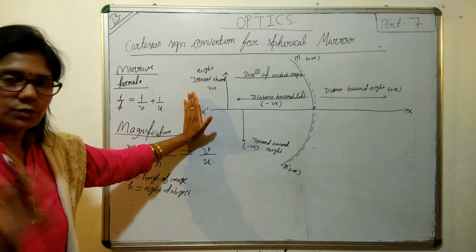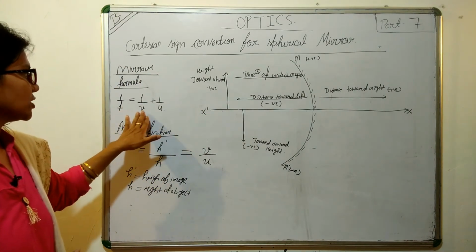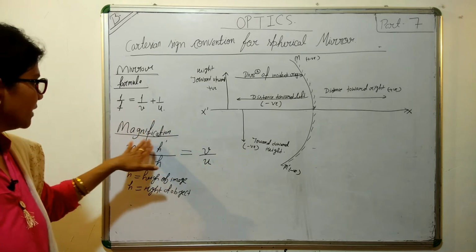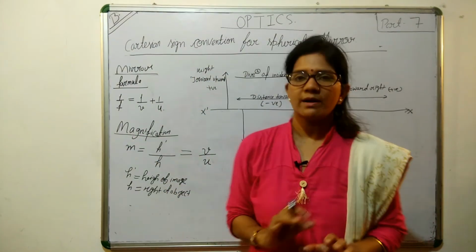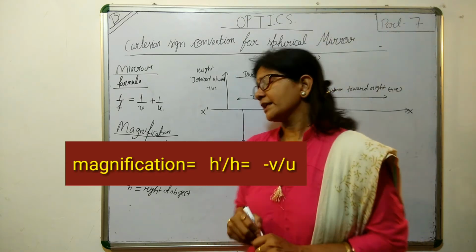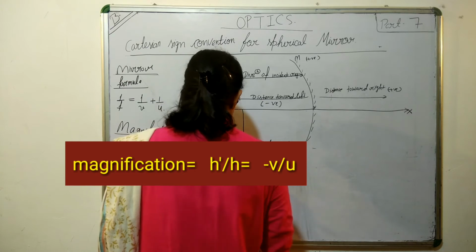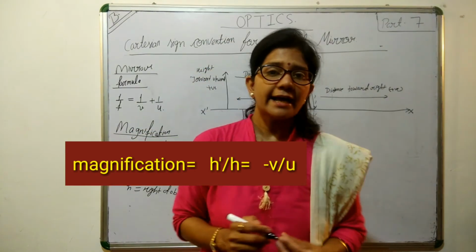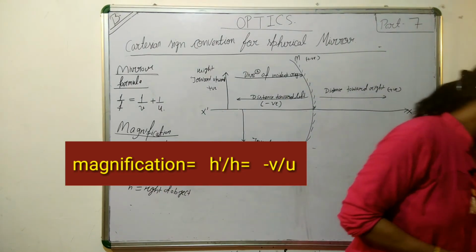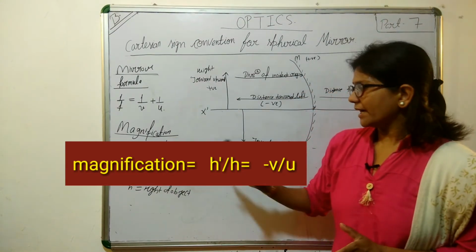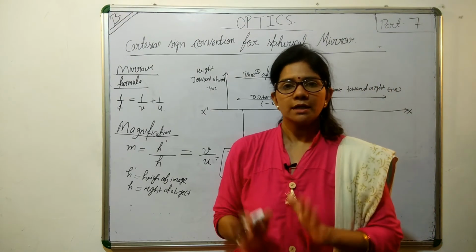So that was all about the optics. There are two formulas, the mirror formula, which is 1 by f is equal to 1 by v plus 1 by u, and magnification, which is h dash by h, or we can also write it as I by O, meaning the height of image by height of object. Then the next is v by u. So that was all about the formulas.